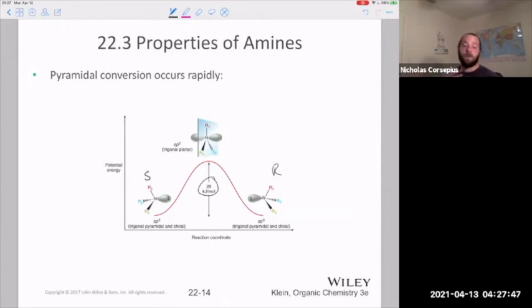Okay, so it's actually good news for y'all as organic chemistry students. It's also super interesting. But again, good news for you as organic chemistry students is nitrogen's never going to be a chiral center because it actually flips back and forth between the two conformations.